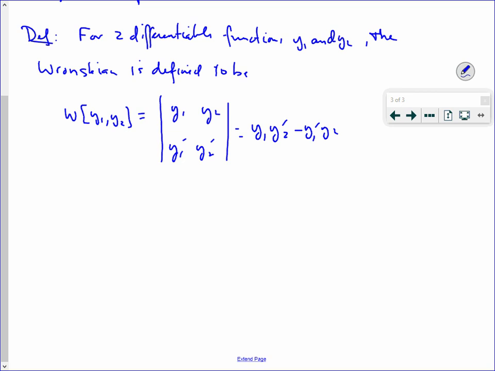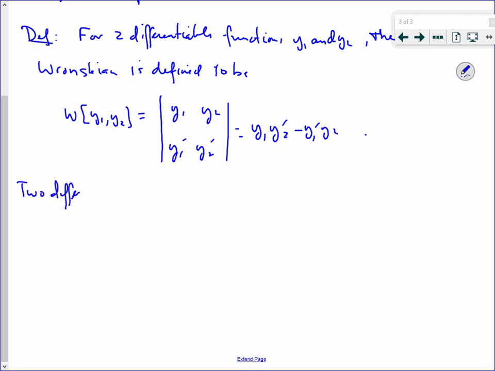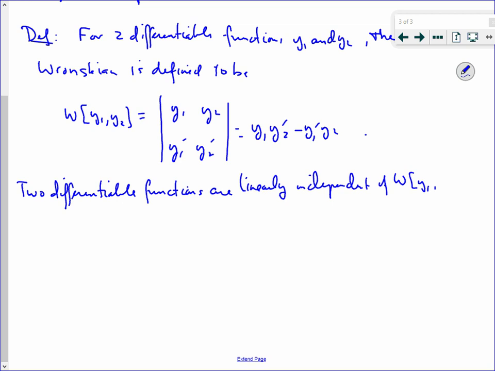Okay, and the reason we're doing this is two differentiable functions are linearly independent if their Wronskian is not equal to 0.